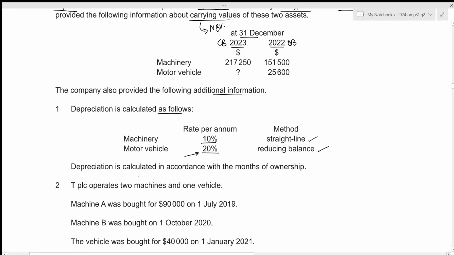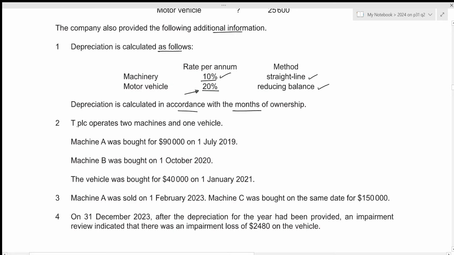Then depreciation is calculated in accordance with the months of ownership. It means that for whatever month we are owning the particular non-current asset, we have to charge depreciation according to the months. TPLC operates 2 machines and 1 vehicle. Machine A was bought for 90,000 on 1st July 2019. Machine B was bought on 1st October 2020. The vehicle was bought for 40,000 on 1st January 2021.